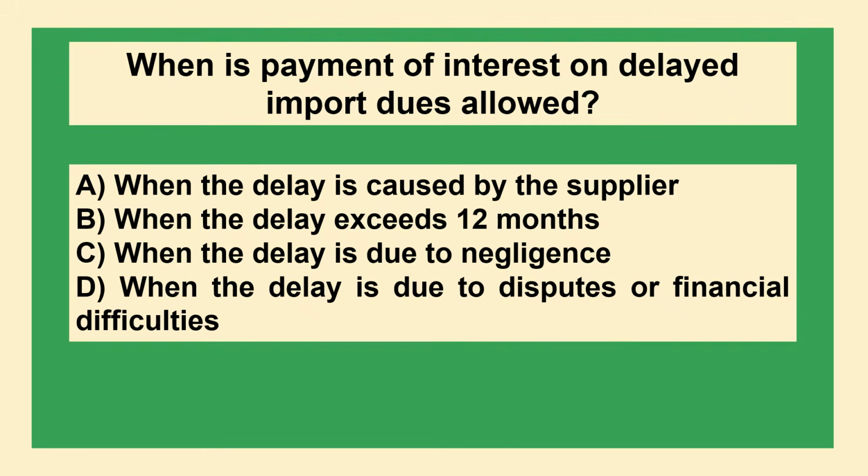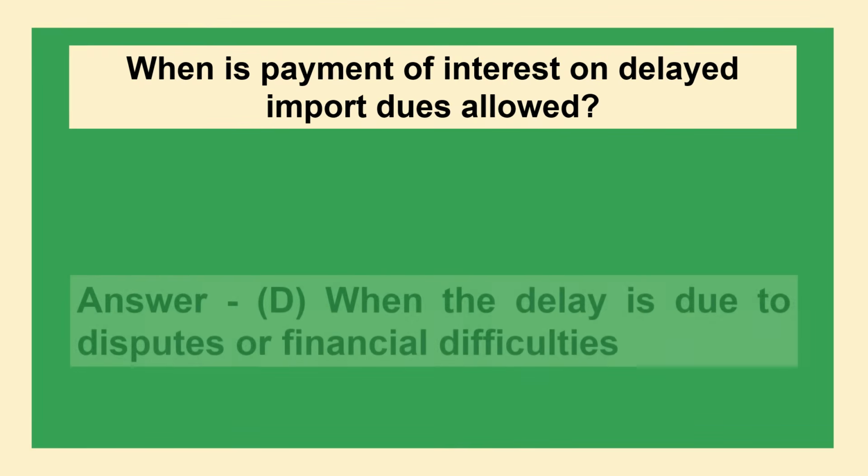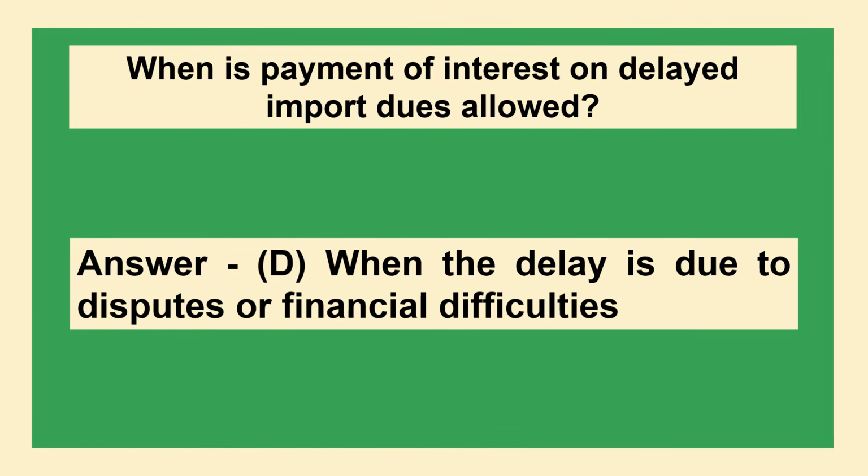When is payment of interest on delayed import dues allowed? Option A. When the delay is caused by the supplier. Option B. When the delay exceeds 12 months. Option C. When the delay is due to negligence. Option D. When the delay is due to disputes or financial difficulties. Answer. Option D. When the delay is due to disputes or financial difficulties.